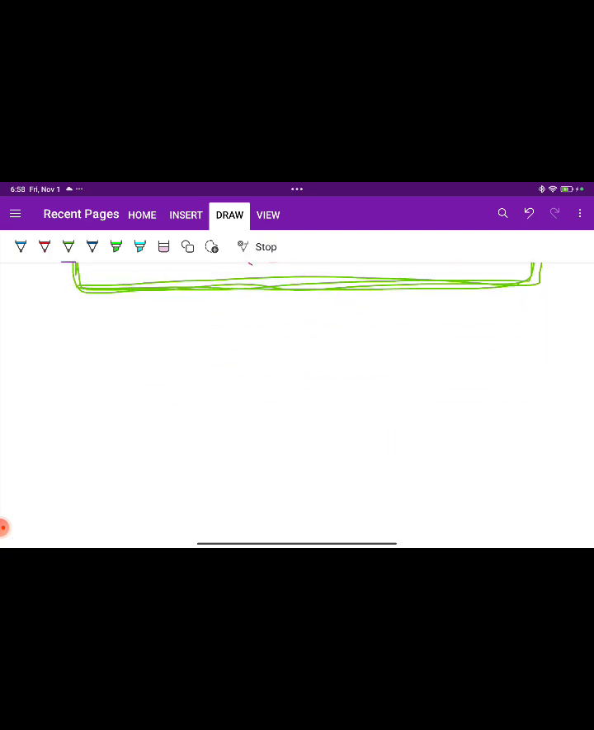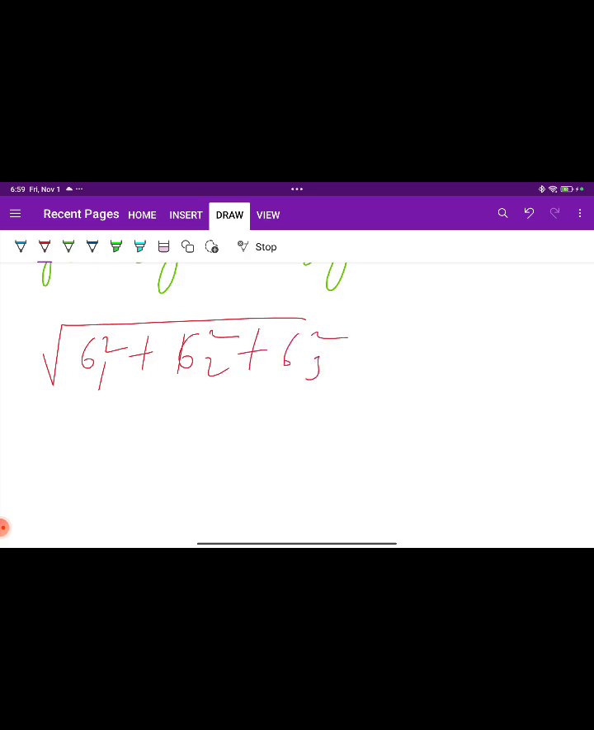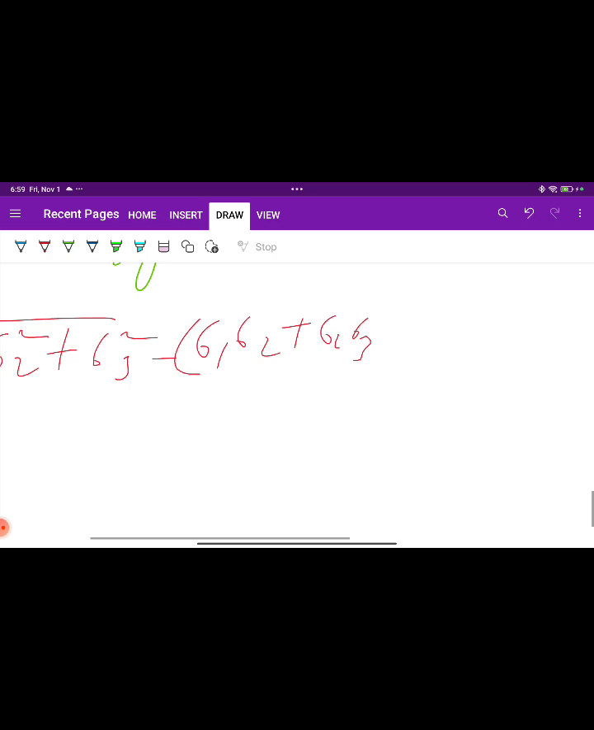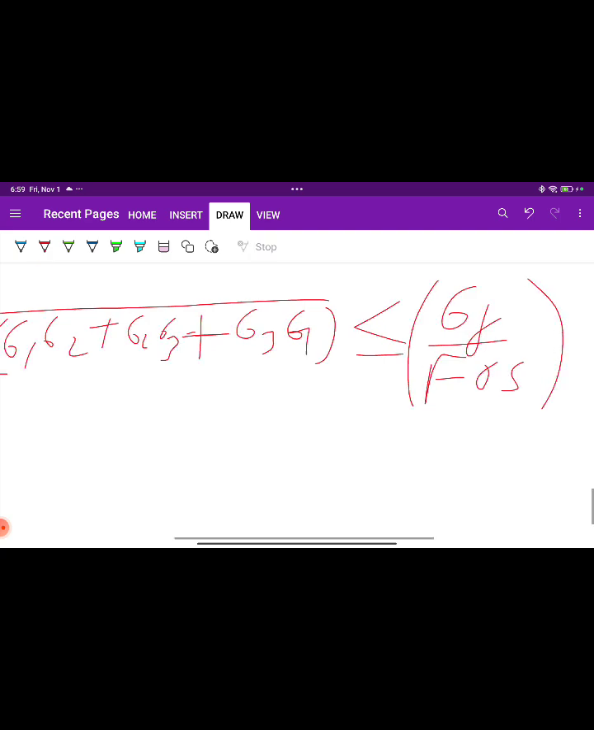And for the safer design, the condition will be root of sigma 1 square plus sigma 2 square plus sigma 3 square minus sigma 1 sigma 2 plus sigma 2 sigma 3 plus sigma 3 sigma 1, in a bracket, and this would be less than or equal to sigma f upon factor of safety. This is for the safer design.